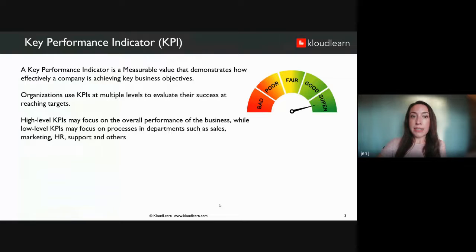A key performance indicator is a measurable value that demonstrates how effectively a company is achieving key business objectives. Organizations use KPIs at multiple levels to evaluate their success at reaching targets. High-level KPIs may focus on the overall performance of the business, while low-level KPIs may focus on processes and departments, such as sales, marketing, HR, support, and others.